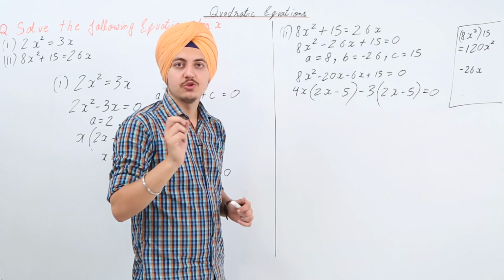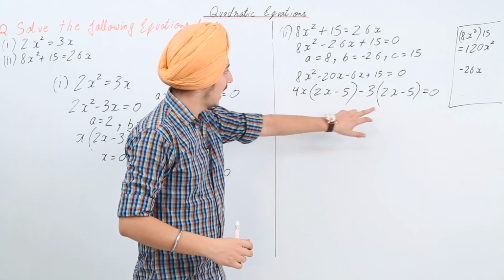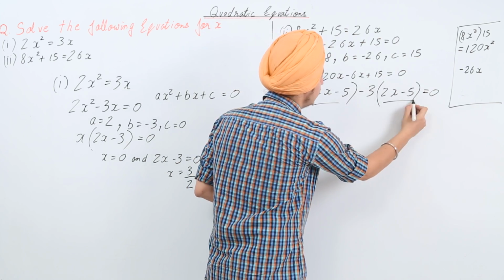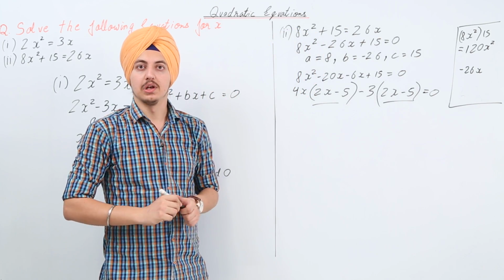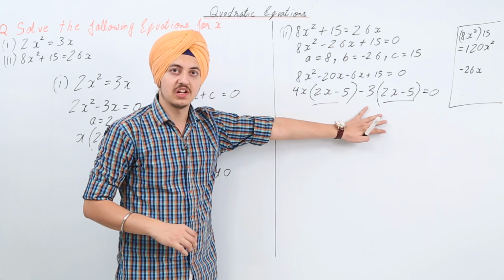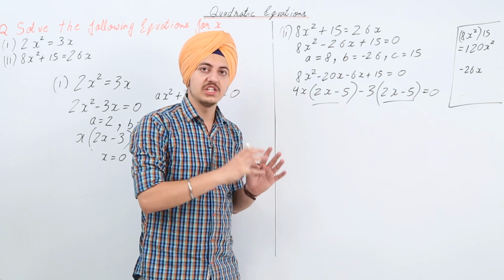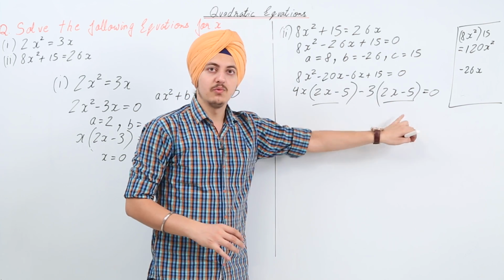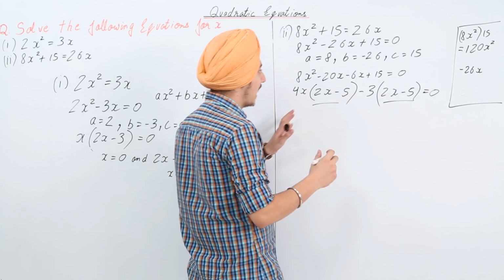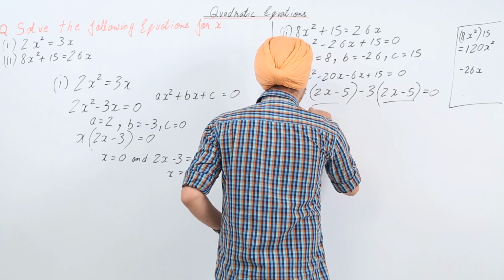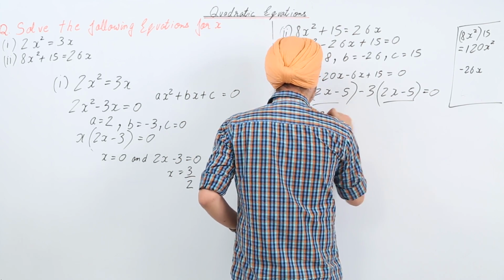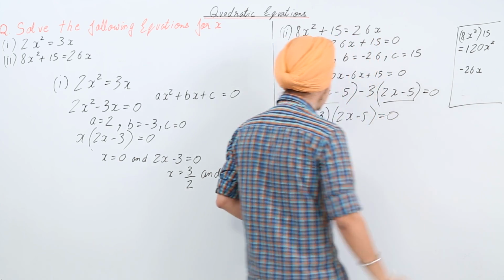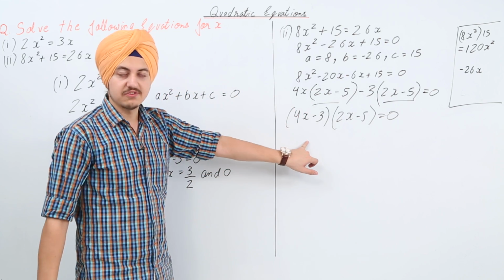Now one thing that has to be noted is that this bracket and this bracket, both of these terms, will always be equal. This is a way to recheck your sum, to check that it is coming out correct. So we have 4x minus 3 into 2x minus 5 equal to 0. This equation becomes this from here.